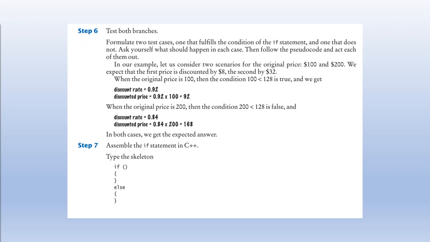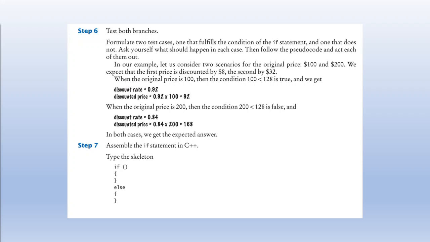In step 6 and step 7, we will test our code and then implement into C++. So we have pseudocode that we've written out. We should go in and try some test cases by throwing in some initial values, see what happens in our if statement, see what happens in our else statement, and also make sure that we're covering our threshold value as well, because that would be an edge case that we need to watch out for.